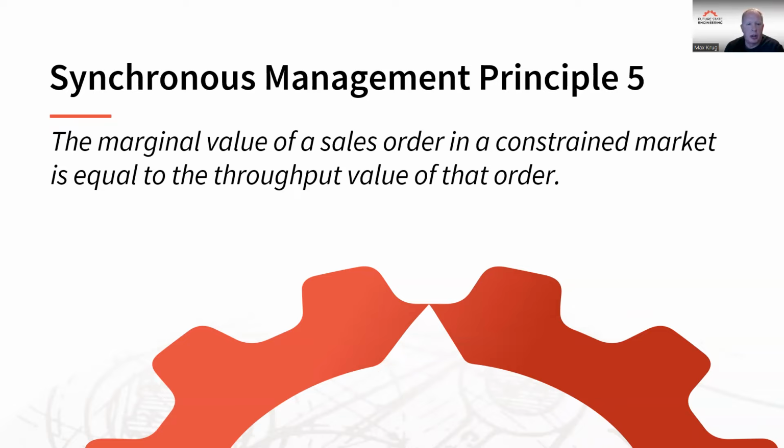So we've talked about in the past sessions the marginal value of sales when we have an internal constraint, and when we have a constraint upstream in the supply chain, and today we're going to talk about a constraint in sales. So what's that value of the order worth to the organization? And from this statement, it's worth the throughput value of that order.